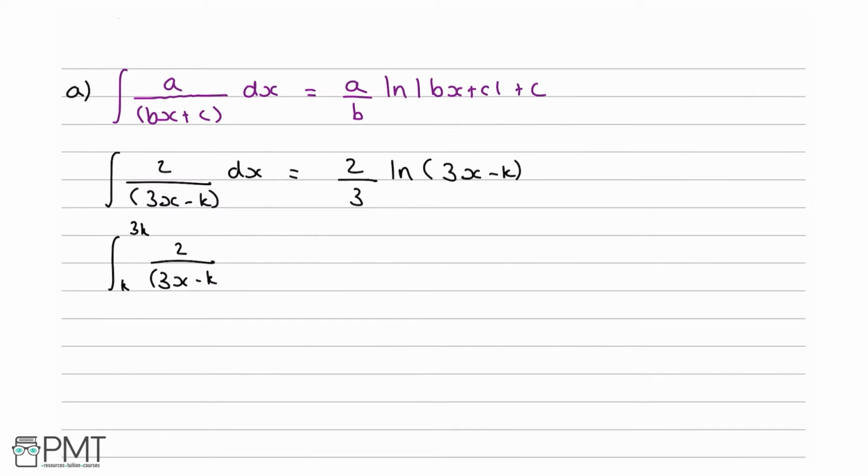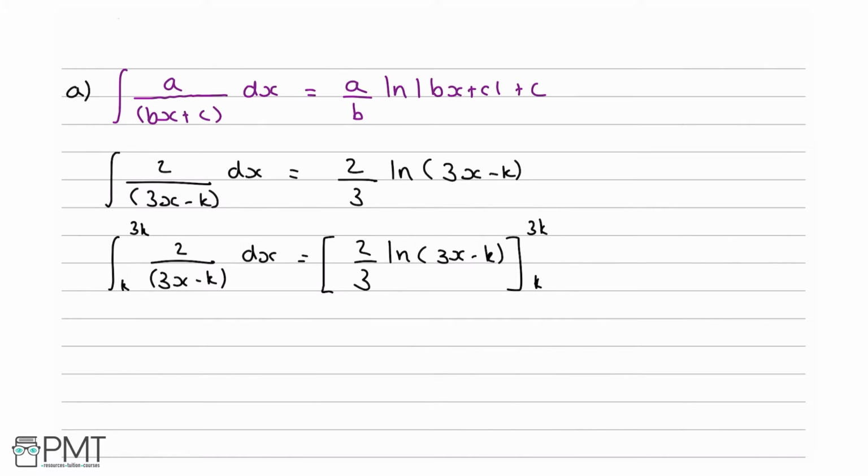Okay, so this implies that the integral from k to 3k of our expression, 3x minus k, like this, with respect to x, can be written as 2 over 3 ln 3x minus k, and then 3k and k like that. Okay? So this is a correct notation on how you want to present your answer.